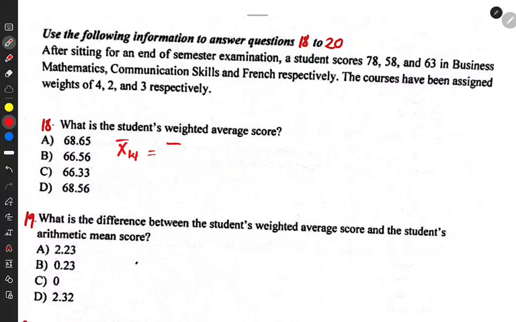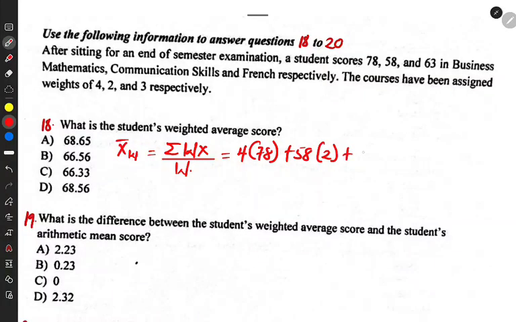Should be equal to the summation of the weight multiplying the scores, divided by the weight. So we have the scores: 78 carries a weight of 4, plus 58 also carries a weight of 2, and then we have 63 also carrying a weight of 3. All divided by the weights.